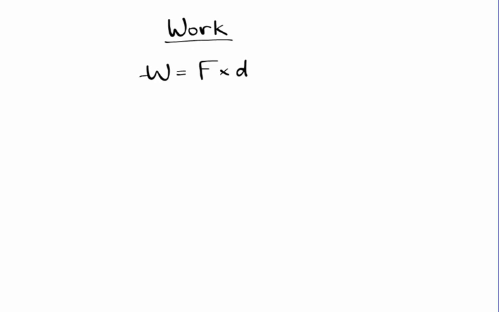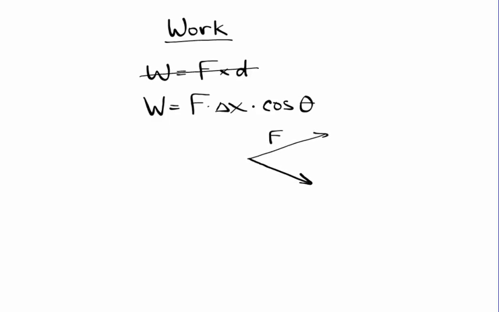We're going to further define this a little bit more clearly as the force times the displacement times the cosine of the angle between the force and displacement. So therefore, if you had a force and a displacement and they were not in the same direction, that angle between them would be a factor.